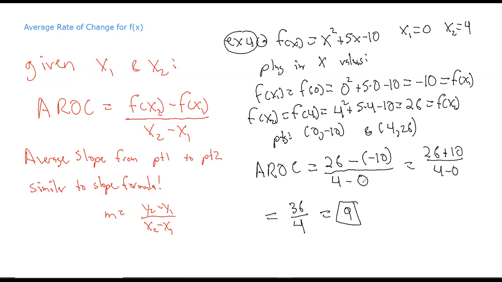Negative 10 minus 26 is negative 36. 0 minus 4 is negative 4. And guess what? Negative 36 divided by negative 4 is still positive 9. It's that you're consistent is all that matters. Thank you for asking.